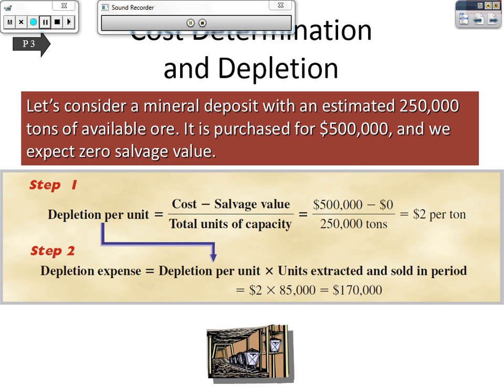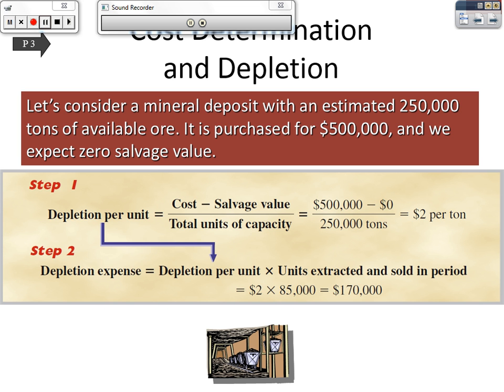With depletion, it's still cost minus salvage divided by what? Units of capacity. So the actual amount of units that are estimated, right? And then the second step of depletion is taking that depletion per unit and multiplying it by the actual units that have been extracted and sold.